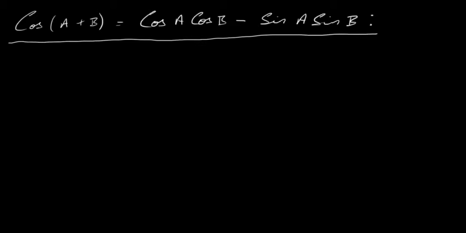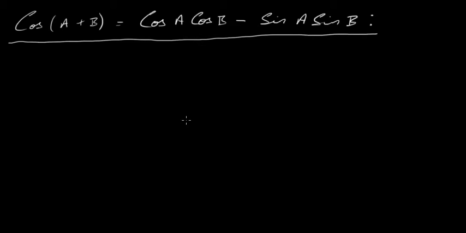Okay, so in this video we're going to have a look at another trigonometric identity similar to the previous one, except this time our two angles are added instead of subtracted. So in this case we've got cos of A plus B is equal to cos A cos B minus sin A sin B.